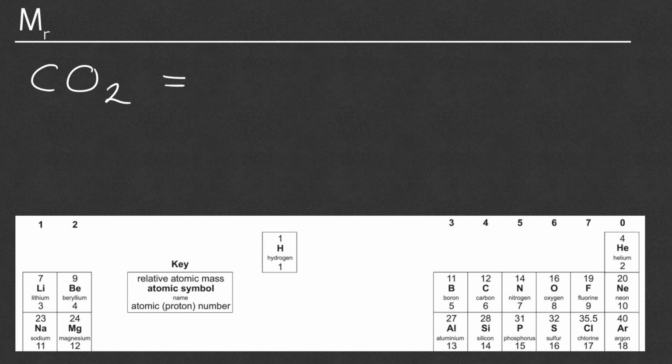For carbon dioxide, we need to take into account what this little number 2 means. If there's a little number or a subscript number after an element, it means there's that number of that particular atom in the molecule. So CO2 means there's one carbon, because if there's no little number after an element, we assume that number to be 1. So there is one carbon atom, and there are 2 oxygen atoms. So CO2 is made of 1 carbon and 2 oxygens.